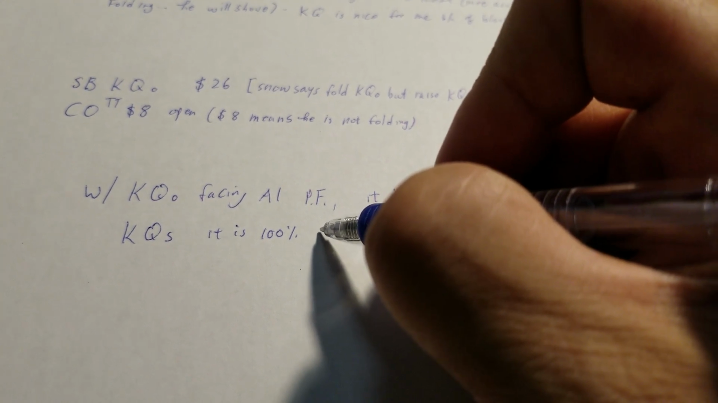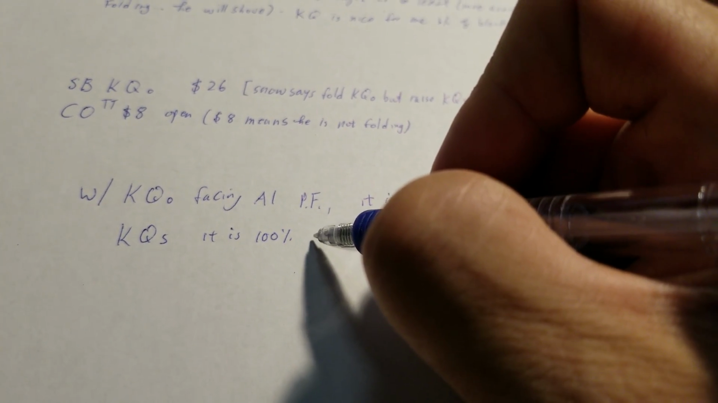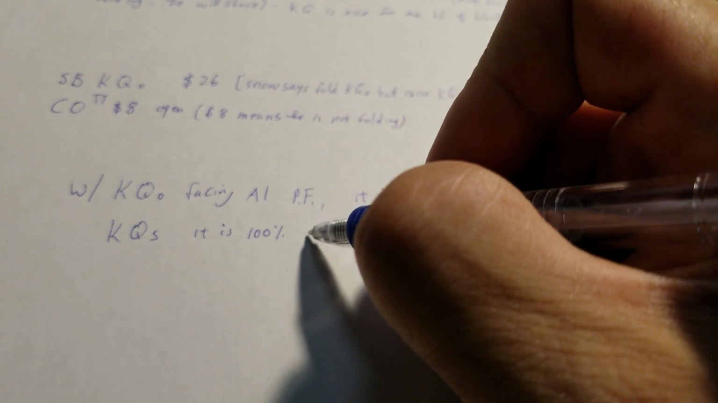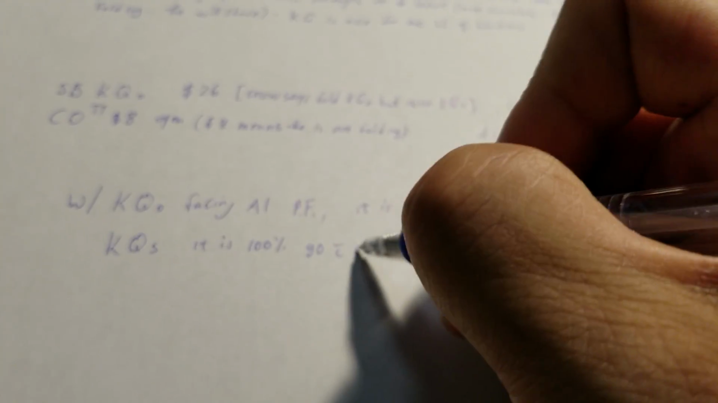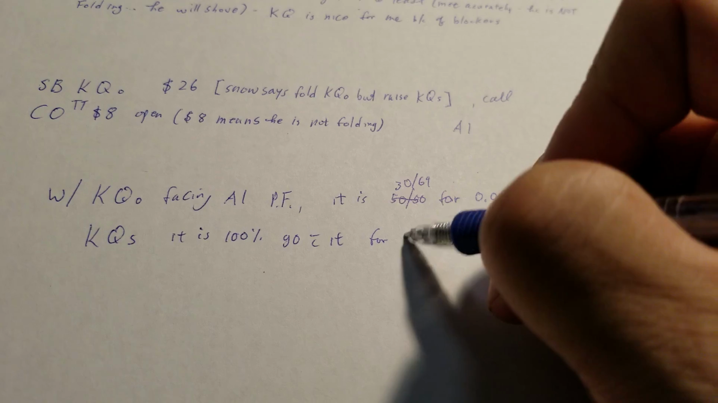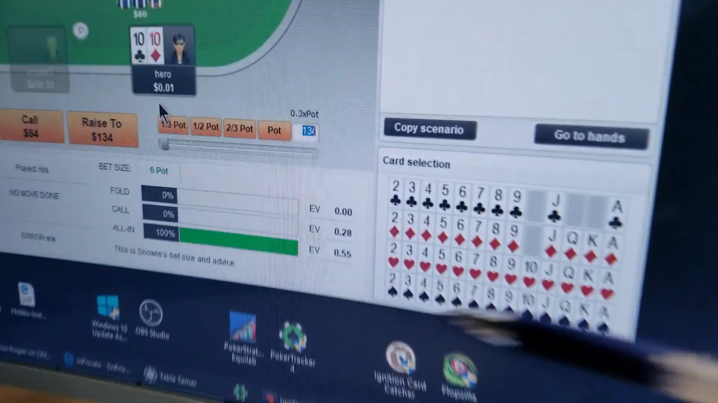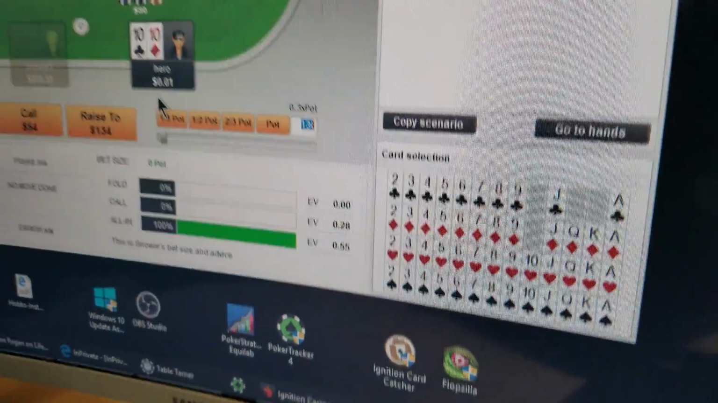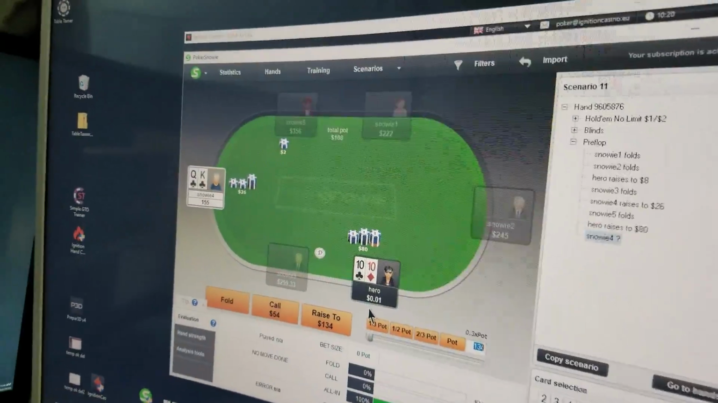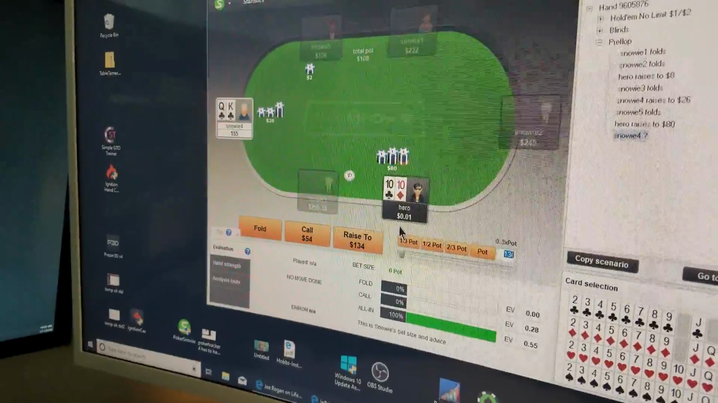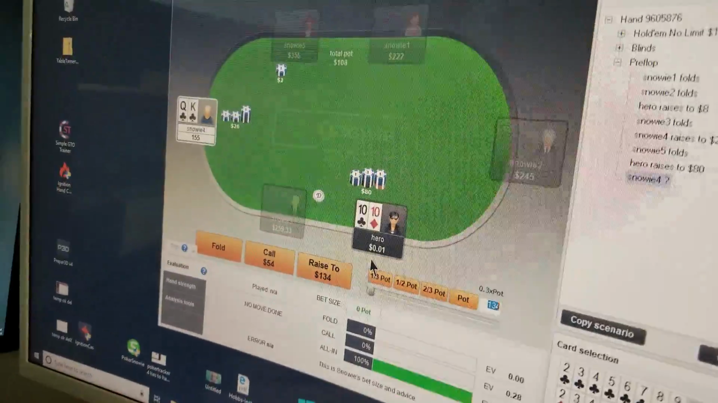With King Queen suited, it is 100%. Go with it for 0.55 EV. 100% versus 0.28 to call. Don't call there. All right. So great case, great case.